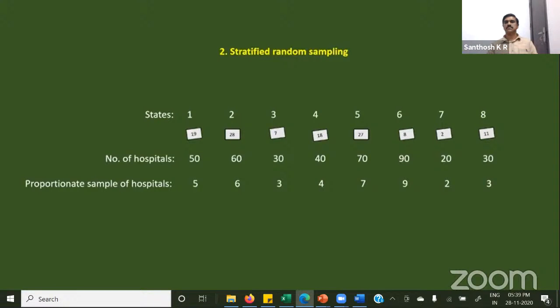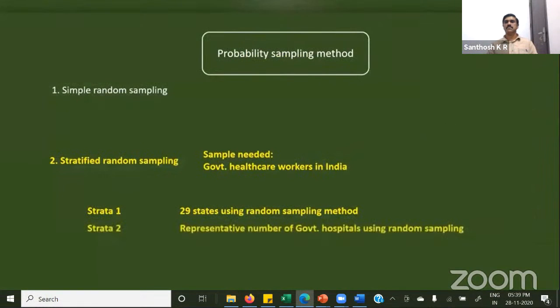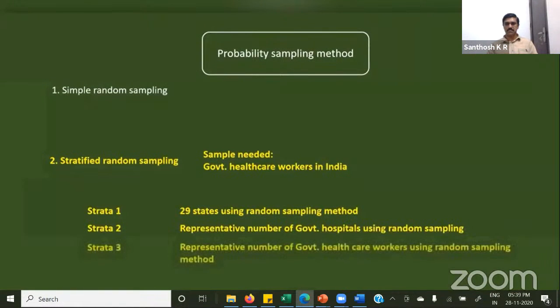We will select a random sample of hospitals in an exact proportion, such as 5 hospitals from the first state, 6 from the second, 3 from the third, and 4, 7, 9, 2, and 3 from each state. This is the second strata. From each of these hospitals, we will randomly choose the participants again in proportion to the number of healthcare workers. This will become third strata.